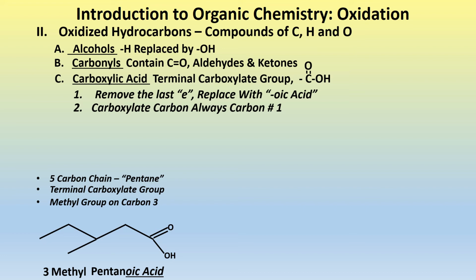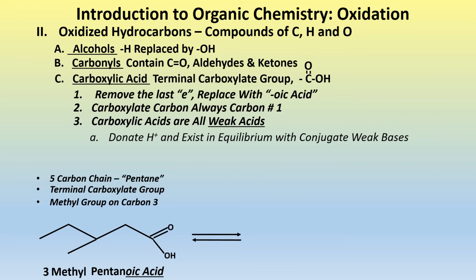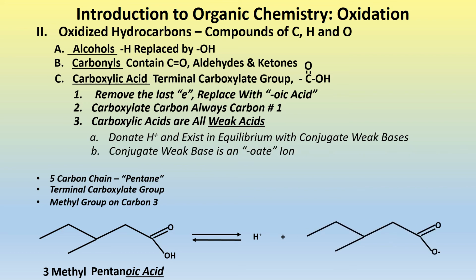One should remember there are only 6 strong acids, so carboxylic acids are all weak acids. That means, as acids, they donate H+ and exist in equilibrium with the conjugate weak base, which you see here. The conjugate weak base is called a carboxylate ion. So our 3-methyl pentanoic acid is in equilibrium with the 3-methyl pentanoate ion.